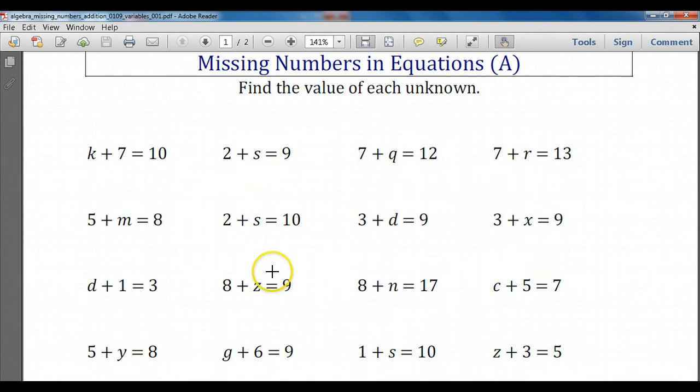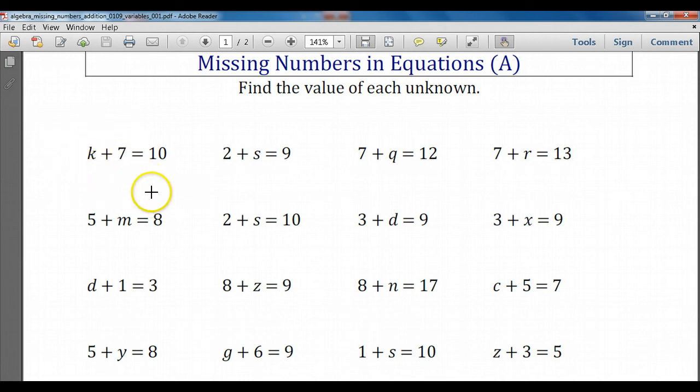So here we are. We have a number of different problems where we have all addition problems, all with a single variable, and we're trying to find the value of each unknown. Remember, the unknown is represented by the variable. Now, how do we do that? Let's take k plus 7 equals 10 first. The first thing we need to do is something called isolating the variable. Isolating the variable just means that we need to make the variable on its own.